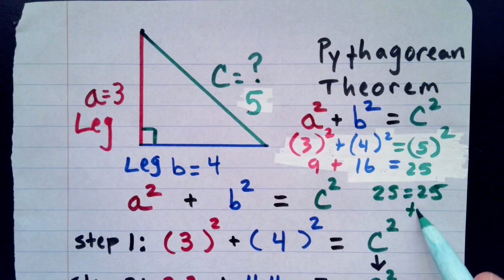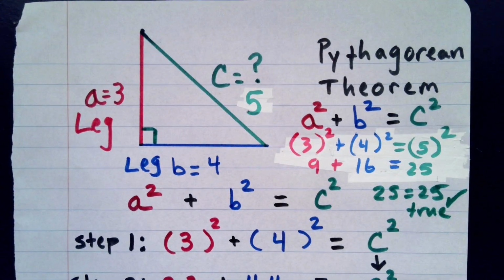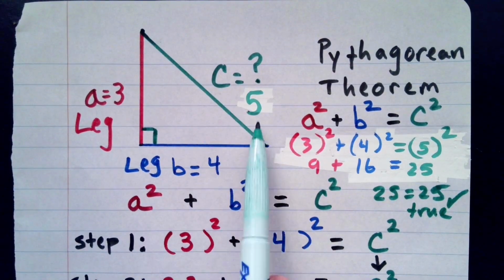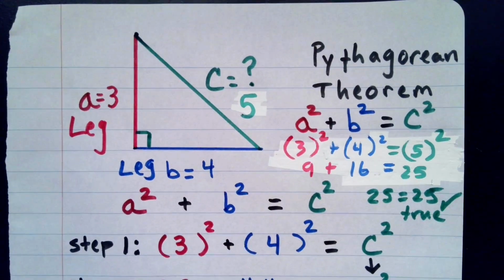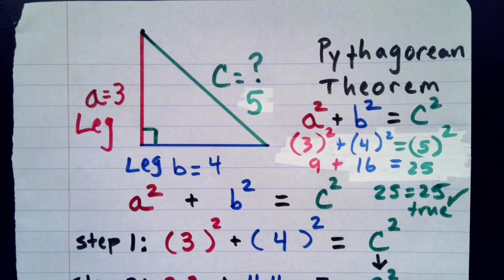Is that a true statement? Then yes, you just checked your answer. C has got to be the value of 5. So the hypotenuse is 5, the base leg is 4, and the leg A has a value of 3. I hope this helped you out.